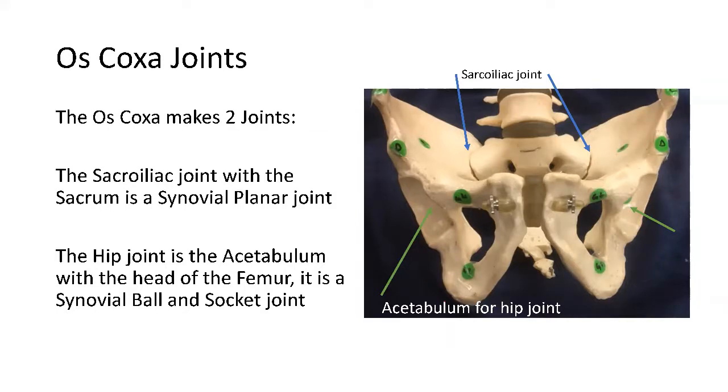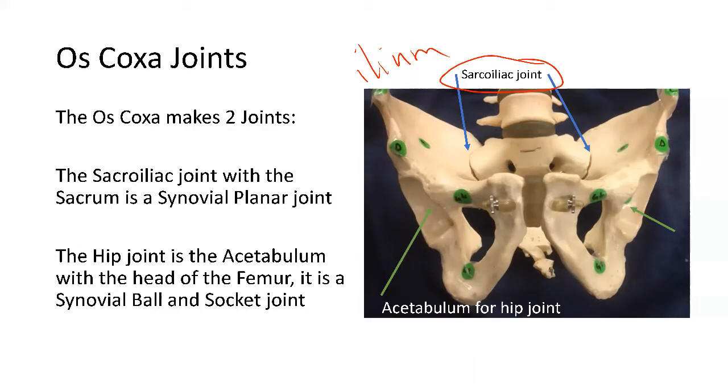So if we're looking at the whole pelvis, the Os Coxa has joints. The first joint we see is the sacroiliac joint. This is where the ilium, I-L-I-U-M, joins the sacrum, hence the name sacroiliac. It is a synovial planar joint, and it is movable.